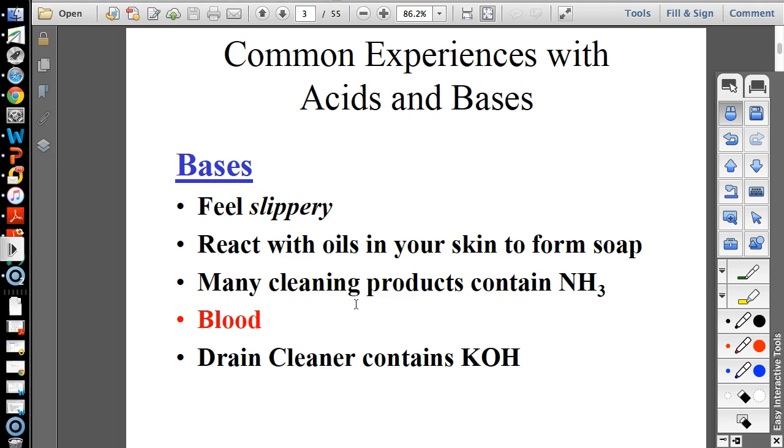So blood is a base, and it actually contains a buffer. It stays basic, which is really interesting. Can't wait till we get to buffers. The thing about blood is you're constantly breathing out CO2, and your body's making CO2 as respiration, and then your blood carries the CO2 so you can exhale it, right? Your lungs and stuff. Anyway, CO2 when it dissolves in an aqueous solution makes carbonic acid, but then your blood is actually basic. How does that work?